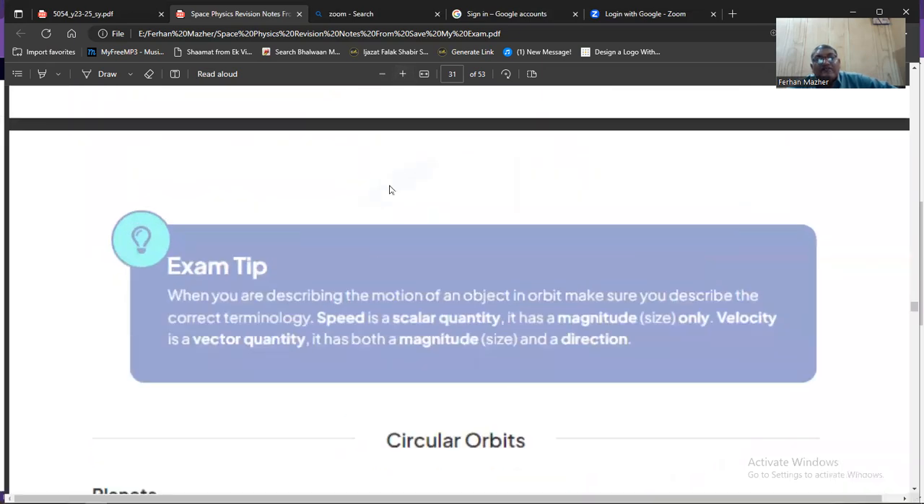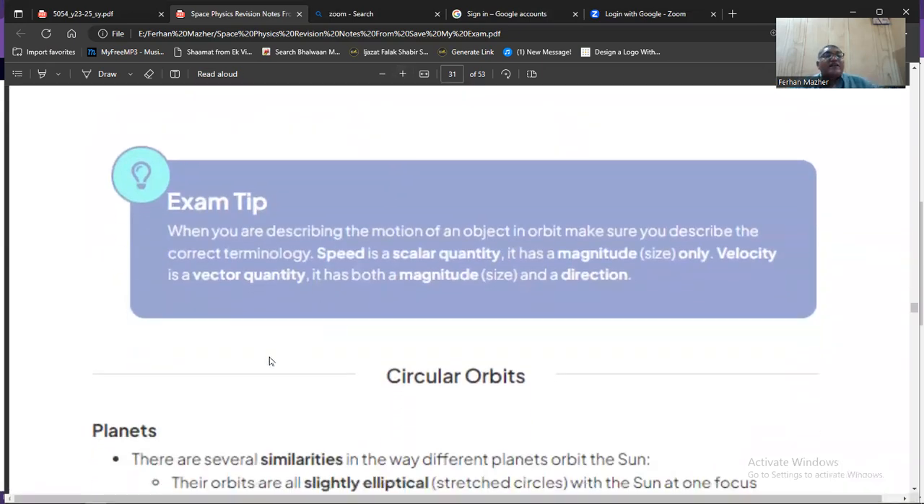Here we have an exam tip. When you are describing the motion of an object in orbit, make sure you use the correct terminology. Speed is a scalar quantity. It has a magnitude, which means size only. Velocity is a vector quantity. It has both a magnitude, which means size, and a direction.